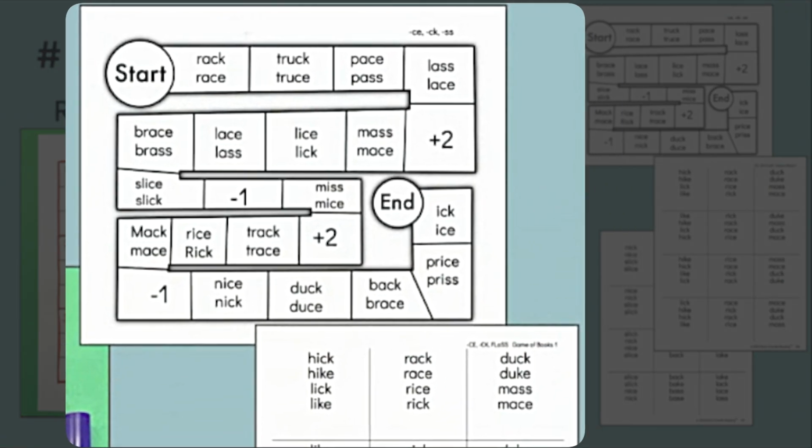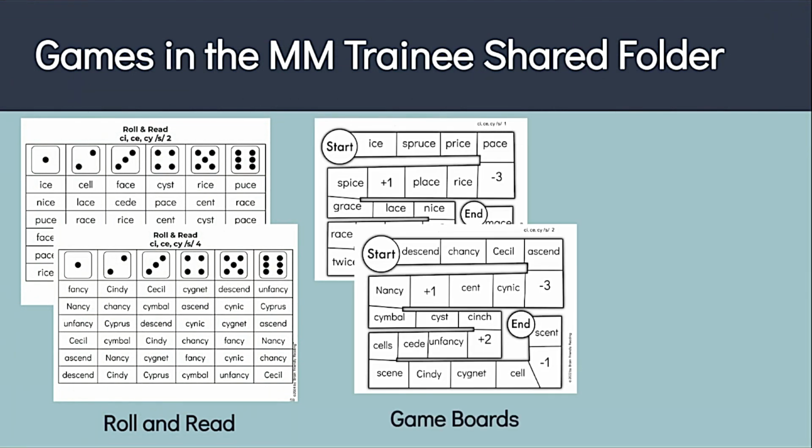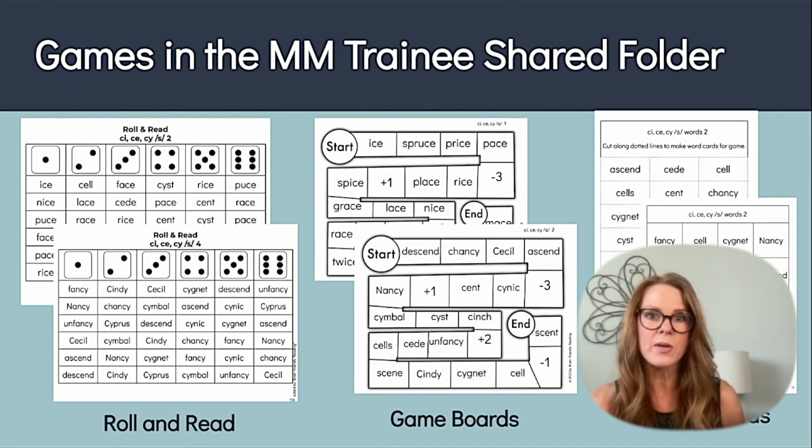And there is also a ready-made game board and 2 pages of game cards to play game of books in your training companion guide. There are many more games in the Trainee shared folder that you can choose from to match the skill levels and needs of your children. Remember that games are an important part of this work and not just a reward. They provide a fun and engaging activity with meaningful repetition to help them move the skills into long-term memory.